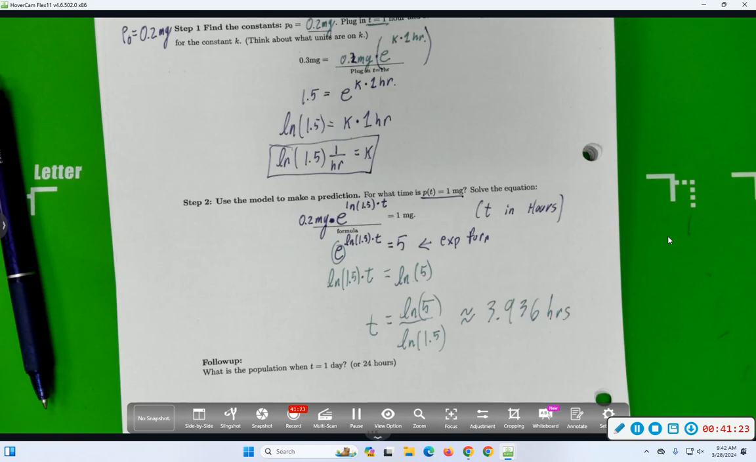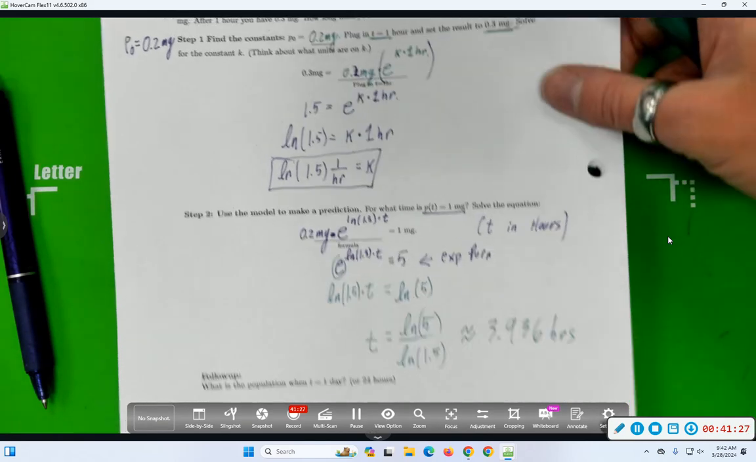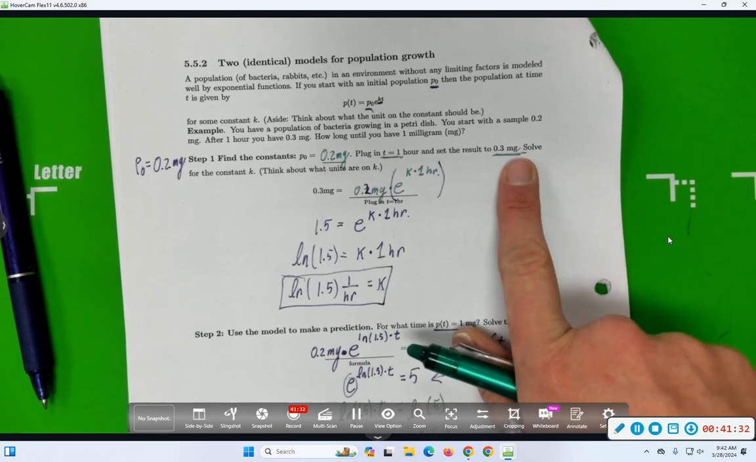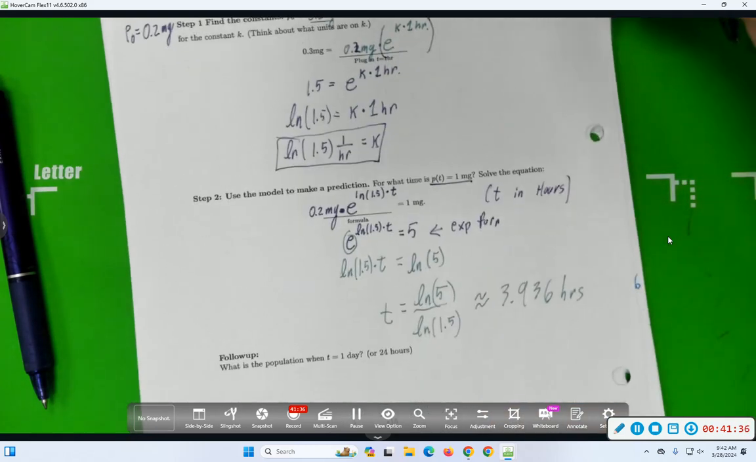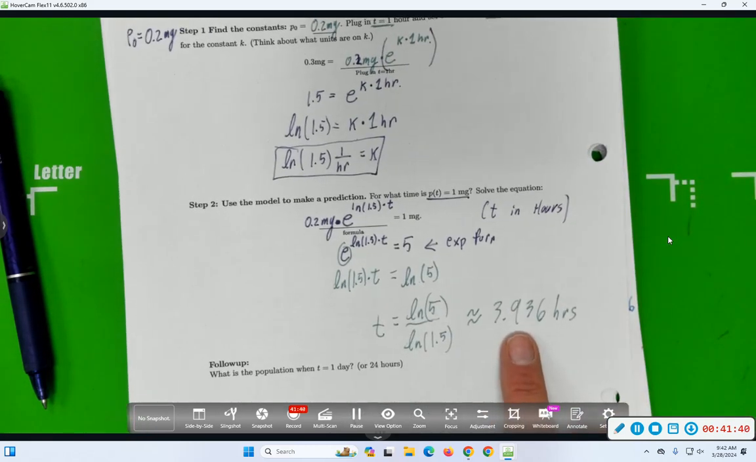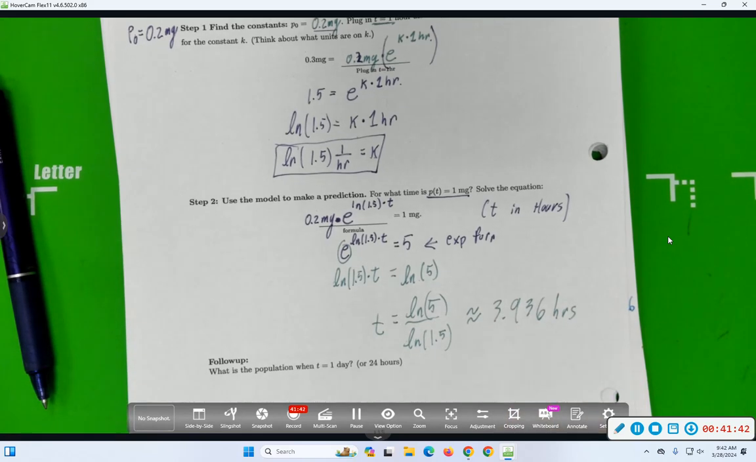All right, let's see if this seems consistent. During the course of 1 hour it went from 2 milligrams to 3 milligrams, so multiplied by 1.5. This says that if you wait about 4 hours, it gets up to 10 milligrams. So it grows by a factor of 5 in that time. Neato. That seemed pretty all right.